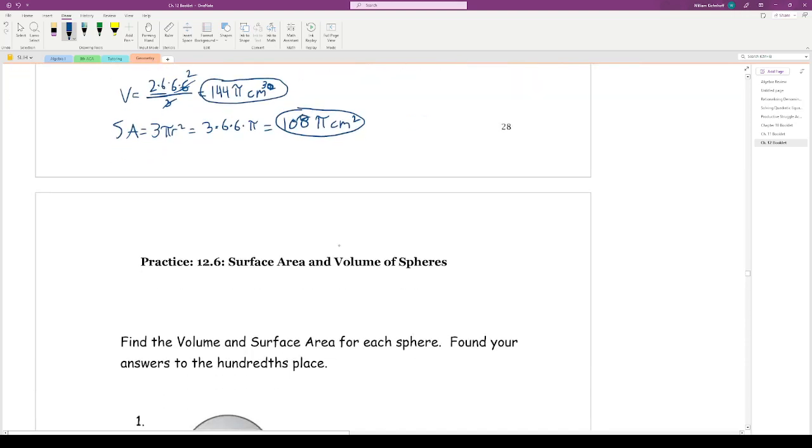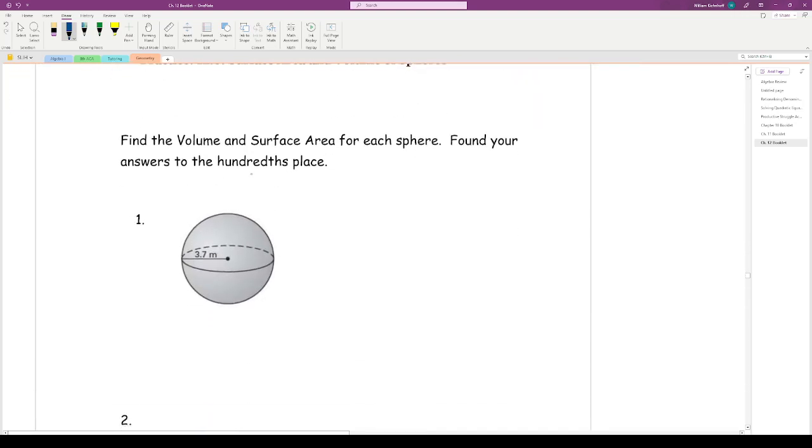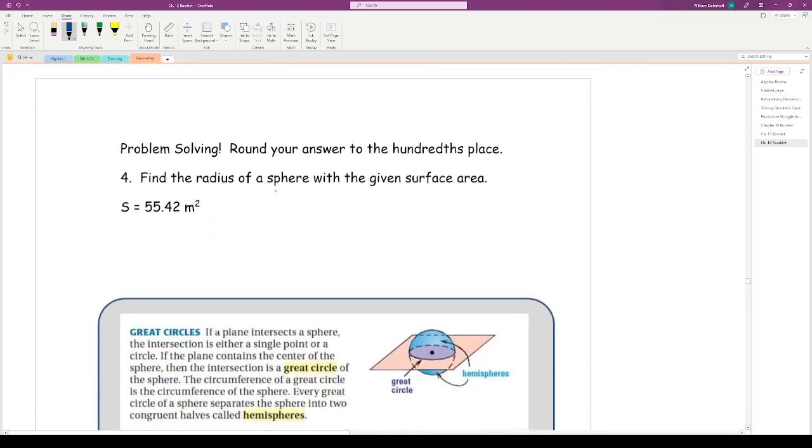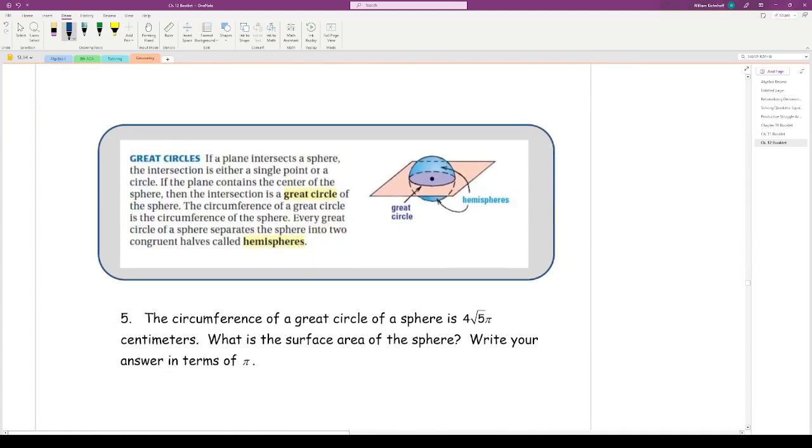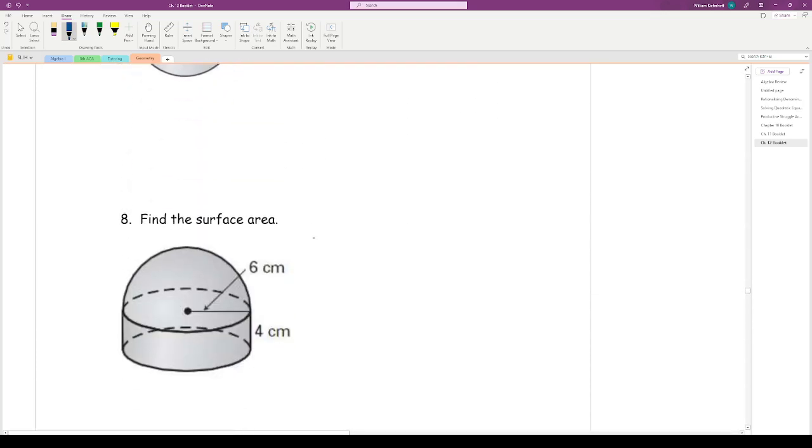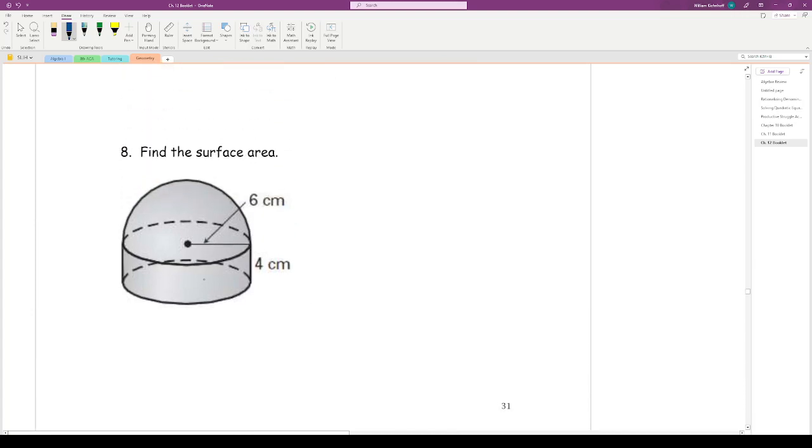So the rest of the notes are just practice on that stuff, so nothing really new. There's a section here that talks about great circles, which we've kind of already looked at in Onshape. So hopefully that seems straightforward enough. And then some composite volume or composite surface area here.